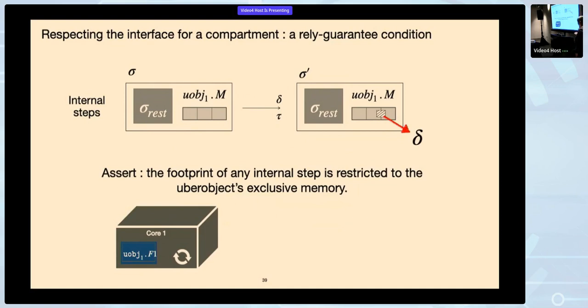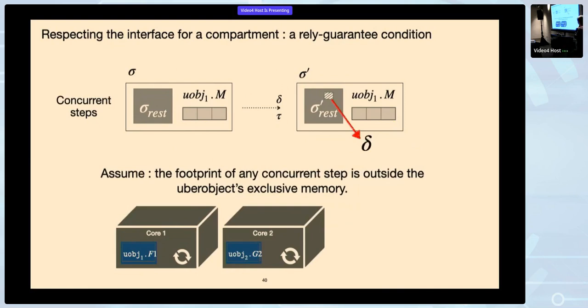Well, if there is an internal step in Uber object 1, then we need to make sure that for any internal step, if it touches some part of the memory, so this sigma is the whole memory, this part is the memory that does not belong to Uber object 1, and this part is the exclusive memory of Uber object 1. If we take a step, the memory will change, but we need to make sure that the footprint of Uber object 1 is exclusively inside its exclusive memory. So whenever we verify Uber object 1, we have to assert that the footprint is entirely restricted to the Uber object's exclusive memory.